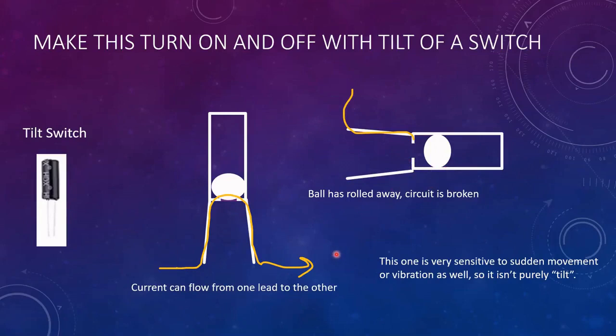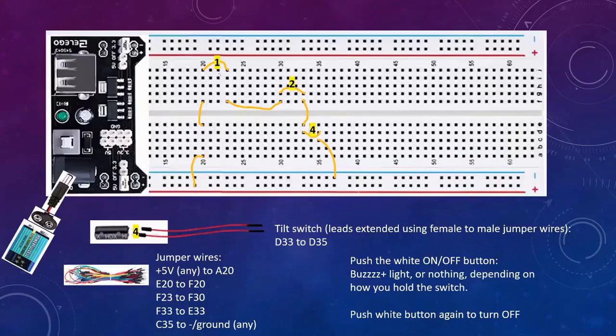And it's actually really sensitive. So even things like vibration or sudden movement will dislodge this little metal ball at the base. So it actually can be used as a movement sensor as well as a tilt sensor. It's not really an angle sensor. It's more just anything that has dislodged that ball. And that can be an interesting thing to play with. So let's see how that works.